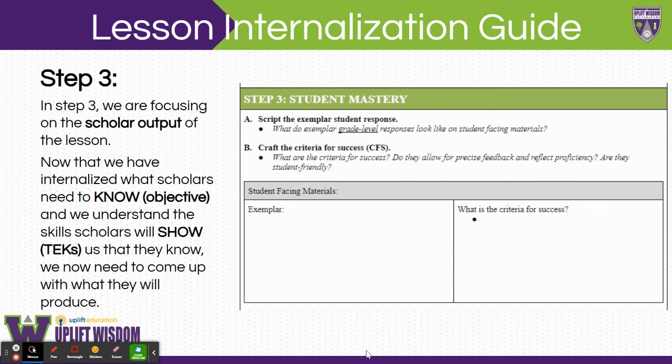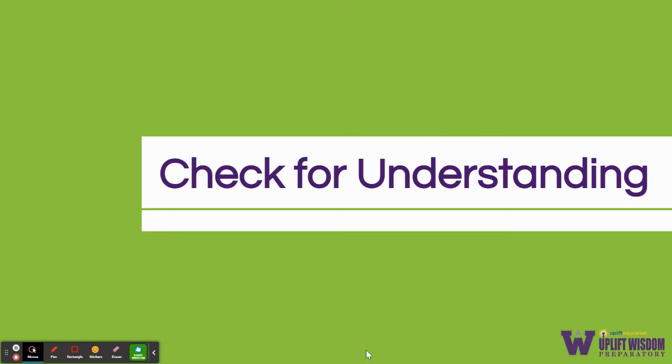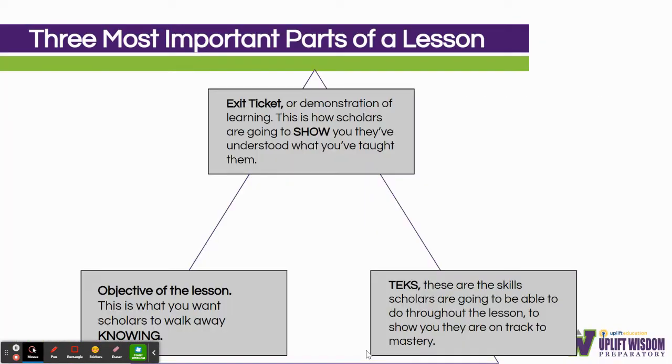Okay, so know is the objective, and show is the TEKS. I'm going to go back a couple of slides. Last week, remember we talked about the three most important parts of the lesson. The objective of the lesson is what you want scholars to walk away knowing. They need to know this by the end of the lesson. Warriors will be able to understand whatever. So whatever your objective is.